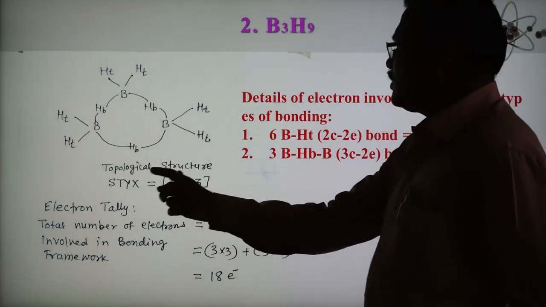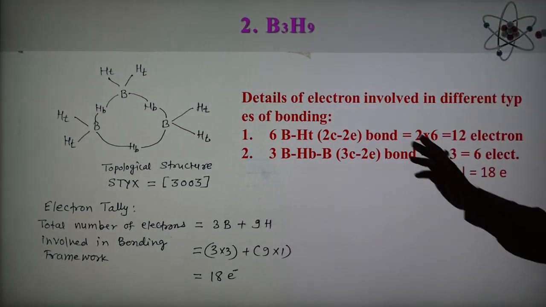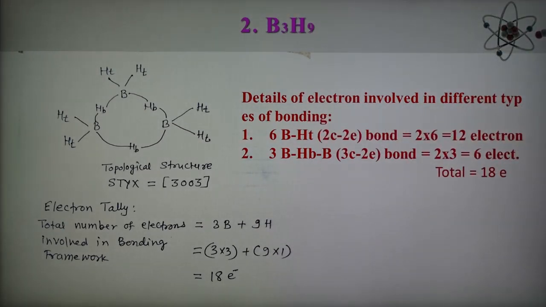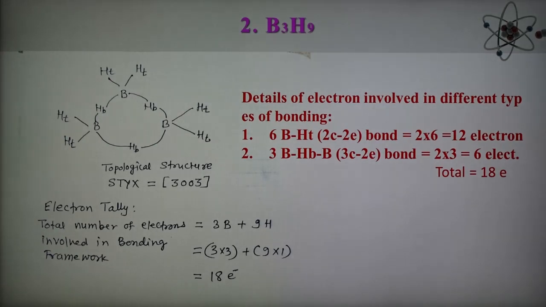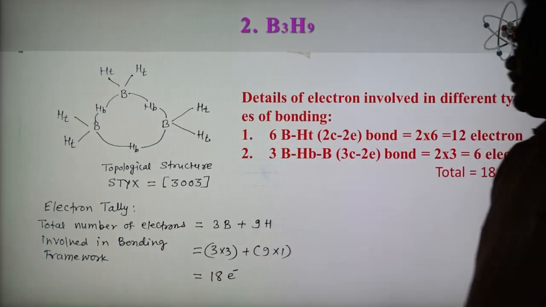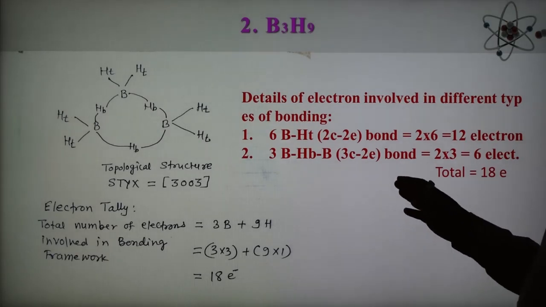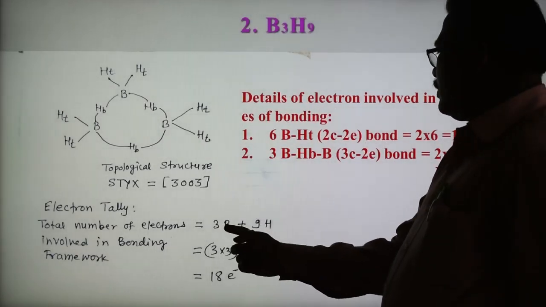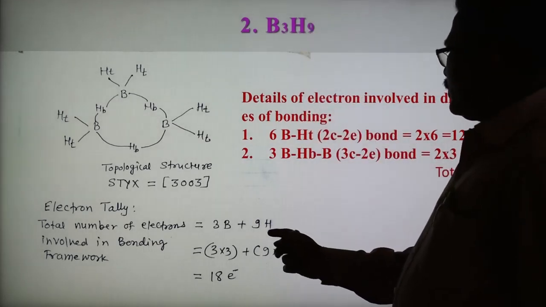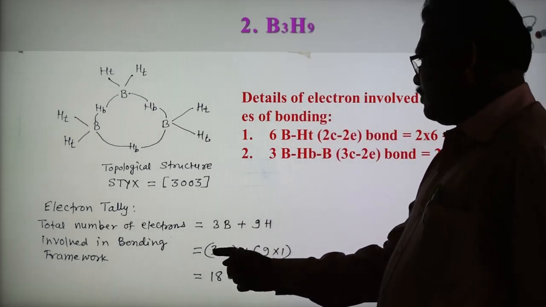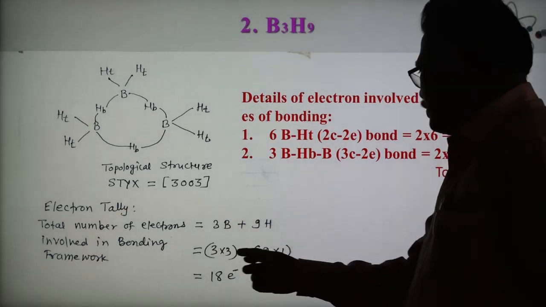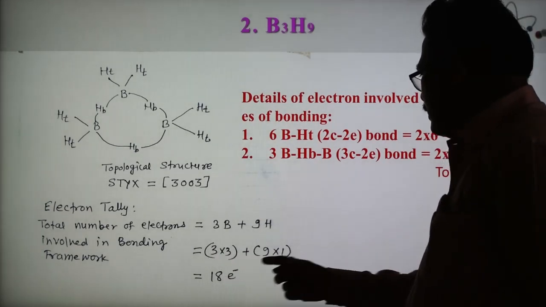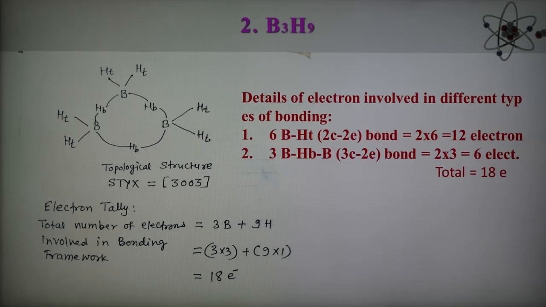So this is the topological structure, and now first of all we find out the details about the electrons involved in the different types of bonding shown here. But first do the electron tally: how many electrons are present in the molecule? 3 borons and 9 hydrogens. 3 into 3, because each boron has 3 electrons in the valence shell for bonding, plus 9 into 1. The total is 18 electrons involved in the bonding framework.